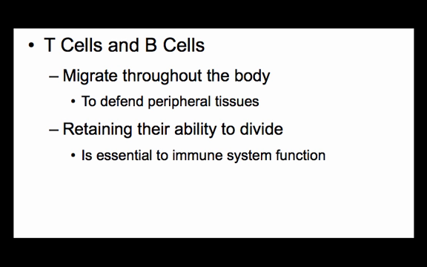Mature T cells and B cells migrate throughout the body defending peripheral tissues. They retain their ability to divide, so when they are exposed to a specific pathogen, they can divide into cells that can help with the attack against more of the same kind of pathogen.